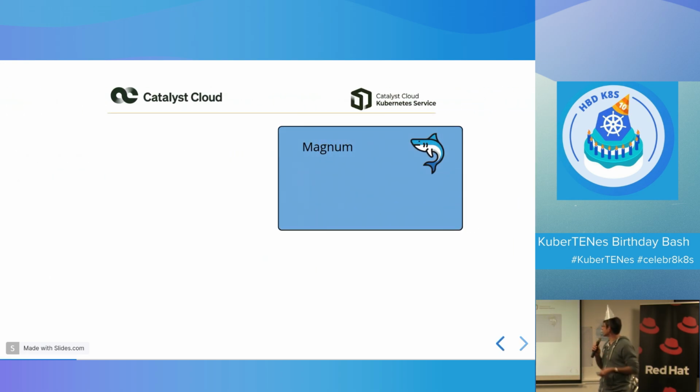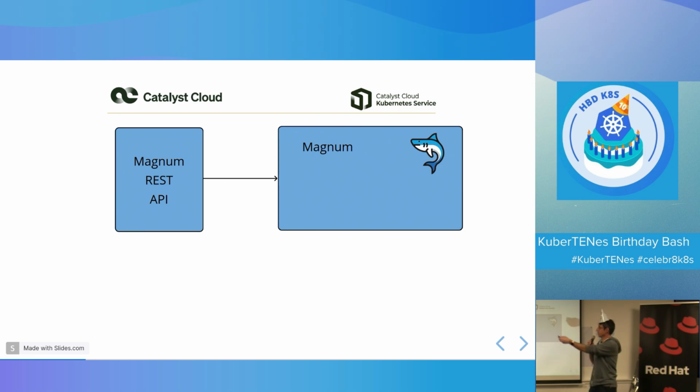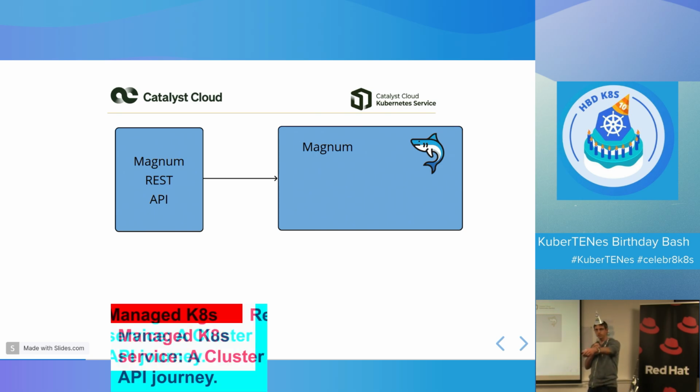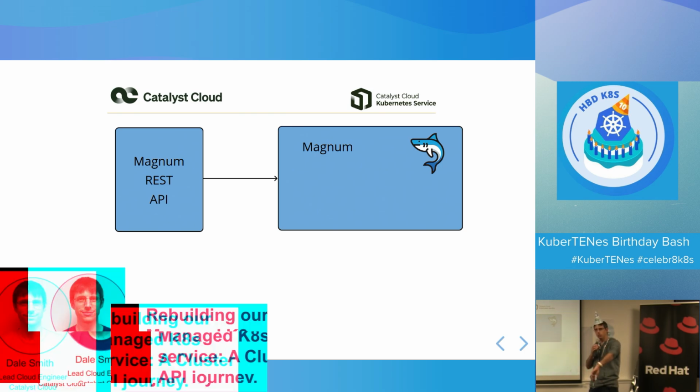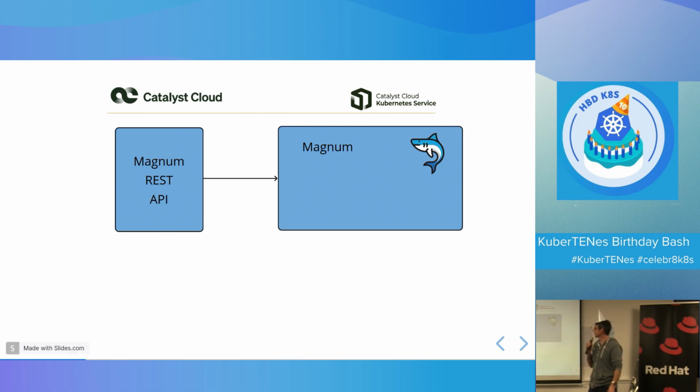But first, I want to tell you about our managed K8s service and what makes one up and what we used to have. So this is OpenStack Magnum. This is the service that provides to our customers a REST API. So they can say, hey, make me a cluster that looks like this, scale that cluster up, delete that cluster, or upgrade that cluster to a new K8s version.